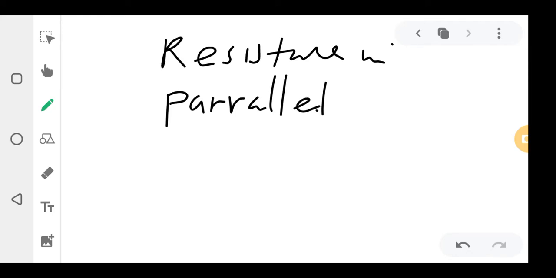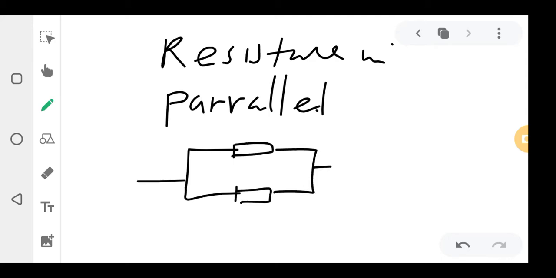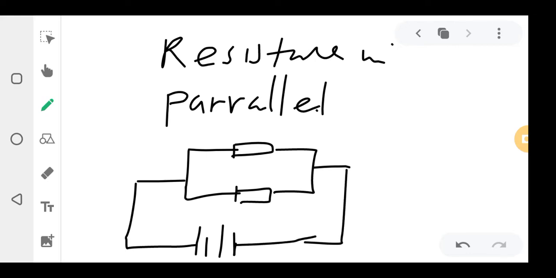Now in parallel. In parallel, you have resistors that are drawn like this. There's a resistor there, there's another resistor maybe here, and then maybe here there's a battery. You see, these are parallel to one another. Resistor 1 is parallel to resistor 2. They are not in the same straight line. One is on top, the other one is down. These resistors are called resistors in parallel.